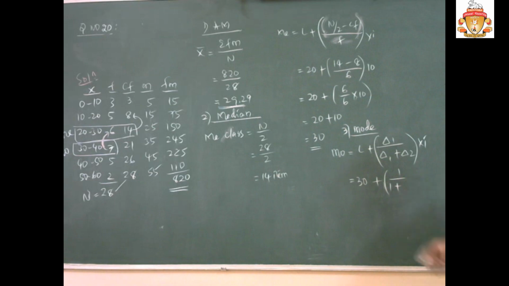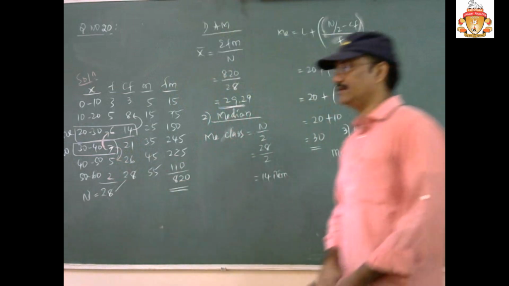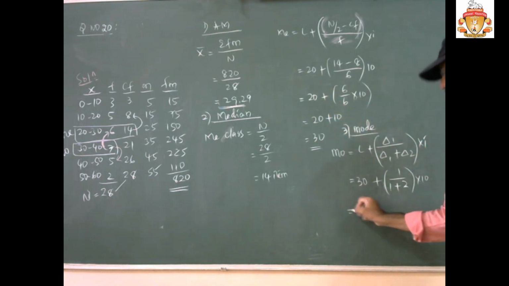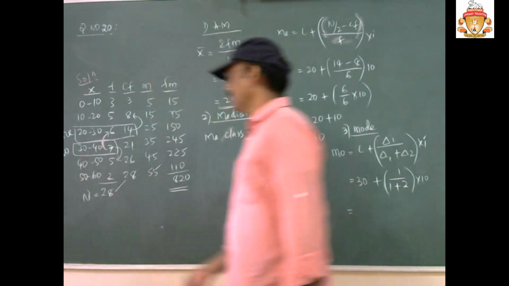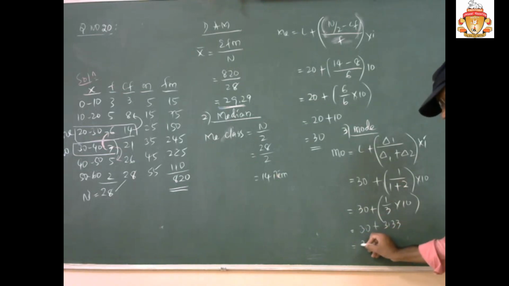Again, delta 1 is 1, plus what is delta 2? Highest frequency minus the next frequency. That is 7 minus 5, 2. Into the width of the class, that is 30 to 40, width is 10. I means the width, 30 to 40, is 10. Now you simplify this. So 30 plus 1 by 1 plus 2, which means 3. 1 by 3 into 10. So the answer is 30 plus 3.33. 33.33 is the mode value.